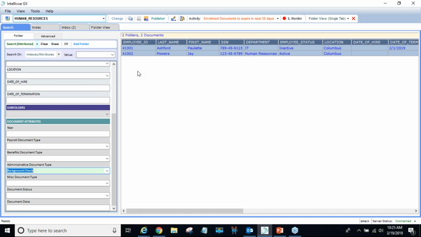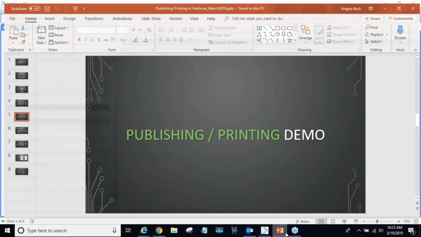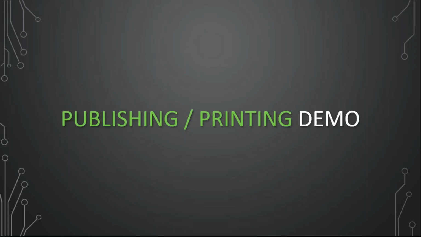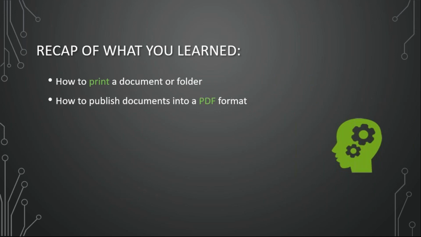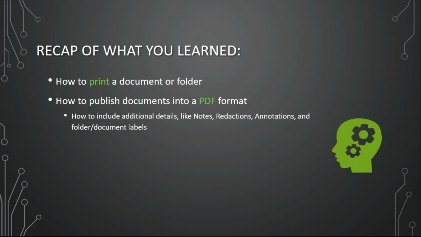So just to recap what we have learned in today's session, I showed you how you can print a document or folder or range of pages at those 4 levels or even in the search level. You can then publish out as a PDF and then include any of those additional details that you've added into Intellivue, whether it's notes, redactions, annotations. Also, if you need to email that document out at any level, and how to export a document.